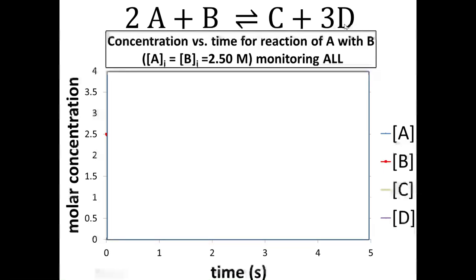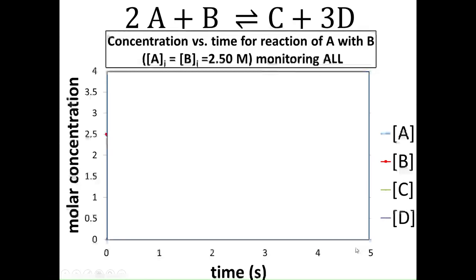And let's say that we're starting out with no products and only concentrations of A and B being the same at 2.5 molar. Now this is a graph where we're going to see the molar concentration at any time in real time, and then we're going to show the time at which we know that concentration on the x-axis.